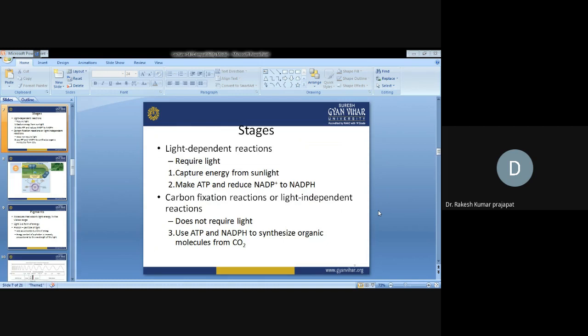Photosynthesis has two different reactions: light dependent and light independent. Light dependent requires light directly, captures the energy from the sunlight, makes ATP and reduces NADP to NADPH2. Second is light independent, that is carbon fixation. It does not require light directly, but uses the ATP and NADPH2 which are synthesized during the light reaction.